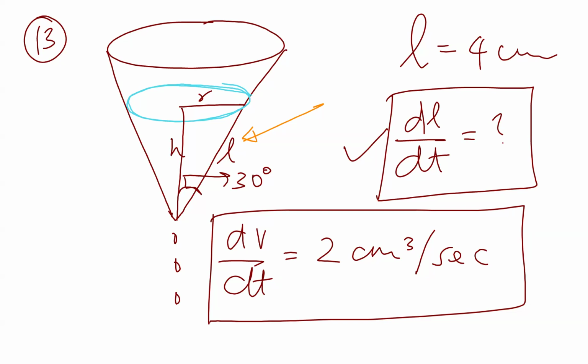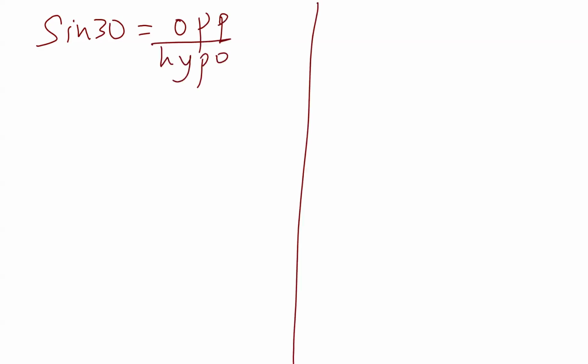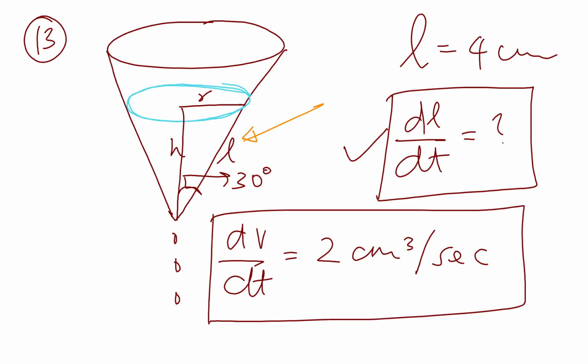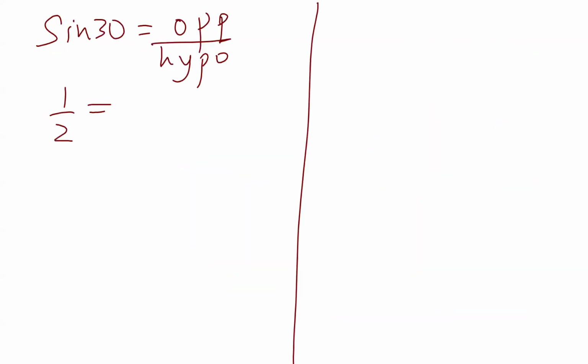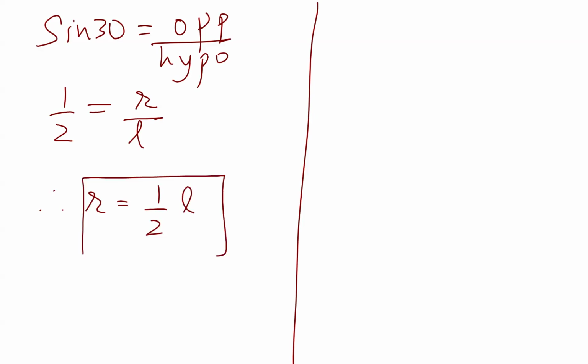Okay, so first I will write sine 30. I'll take a new page. Sine 30 is equal to opposite upon hypotenuse. So sine 30 is half. Side opposite to 30 is R and hypotenuse is L. So R is equal to half L.